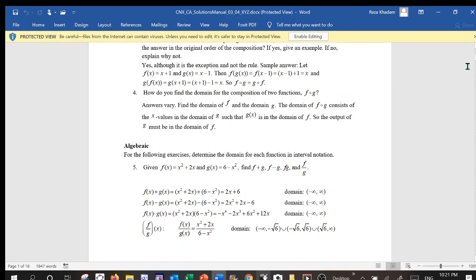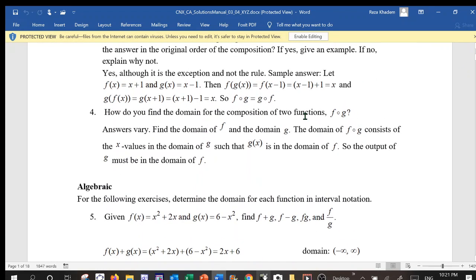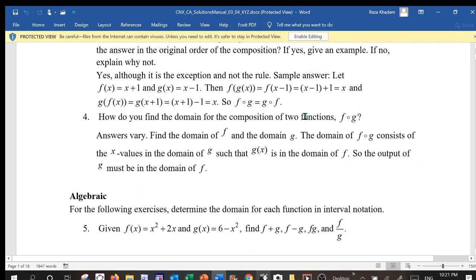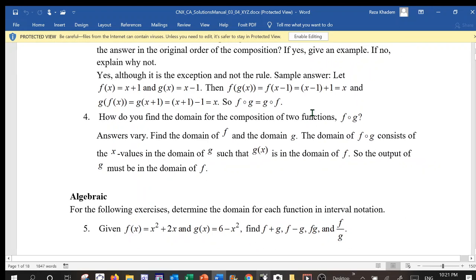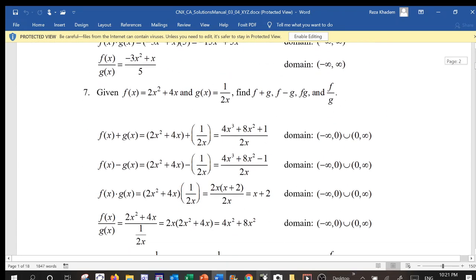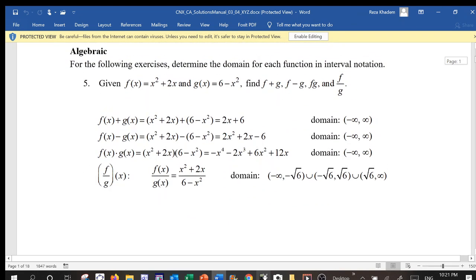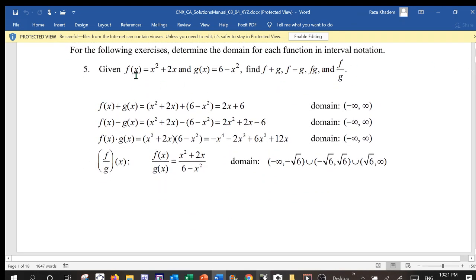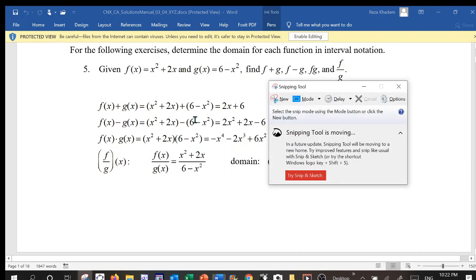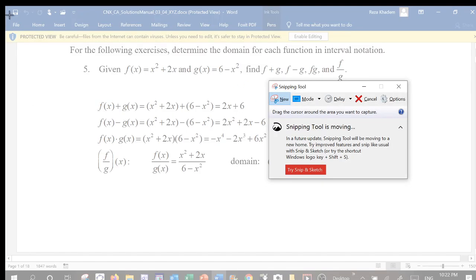So let's make this a little bit bigger, first of all. Oh, that's too much. Here we go. And now, we're going to do number 5 first. It says, for the following exercise, determine the domain for each of the function in interval notation. Now, before I do that, let me explain how this works.